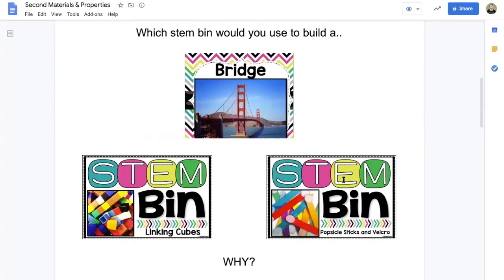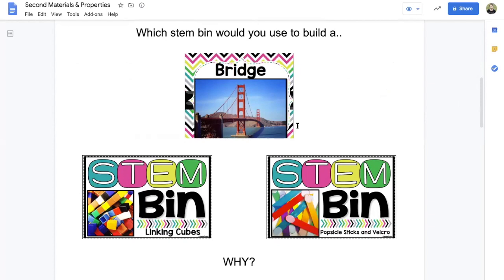Then what I want you to start thinking about is STEM bins, right? We have a little game here. It says, which STEM bin would you use to build a bridge? And these are the pictures that Miss Millerick had in her classroom. So I'm bringing them to life for you guys. I know you miss them. And we would be using the STEM bins a lot right now if we were in Miss Millerick's classroom. So I just want you to imagine that you had them and play this game.